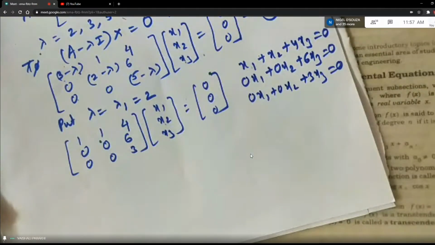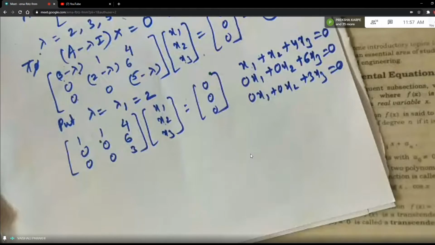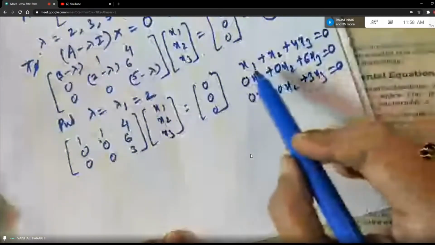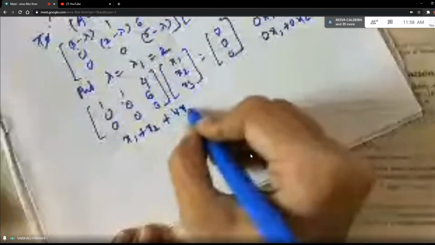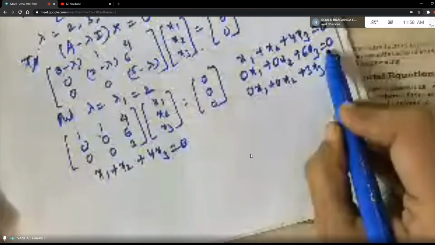Is that clear? Now, when you write these equations, how to solve them? To solve these three equations, you are going to consider any two different equations from these, students. For example, you have to see if something is common; in the first equation, cancel that term. So nothing is common. So I am writing the first equation as it is: x1 plus x2 plus 4x3 is equal to 0. The second equation is just 6x3 is equal to 0.